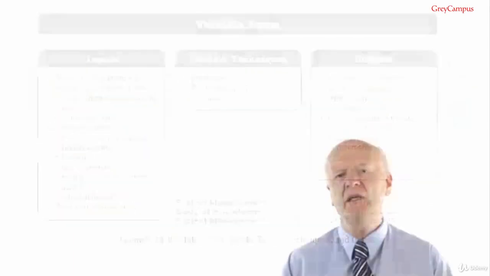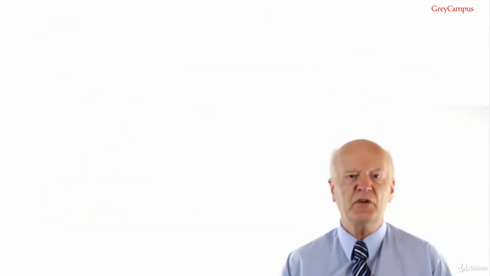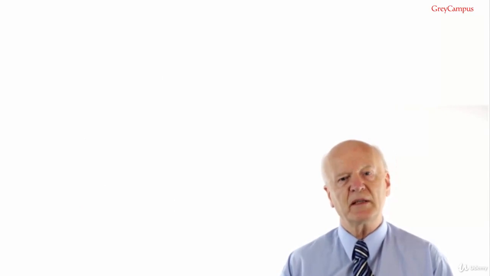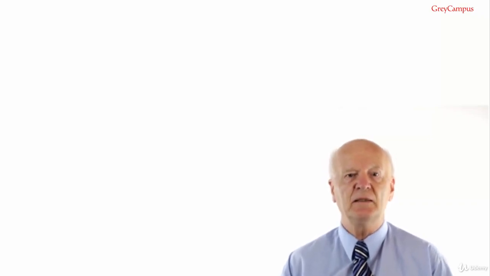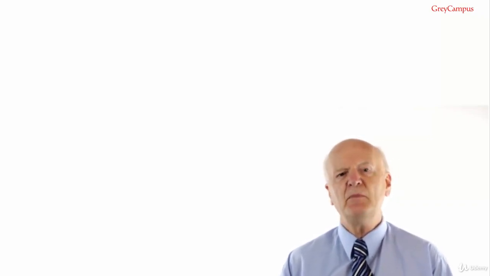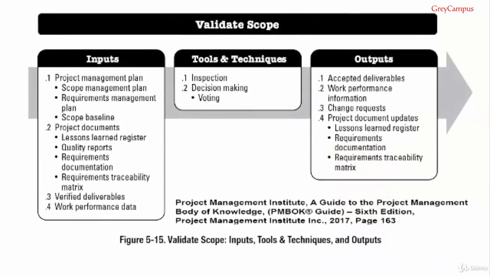To refresh your memory, the scope baseline is the approved version of the scope statement, plus the work breakdown structure baseline, plus the work breakdown structure dictionary baseline. Why do we need it? Because the PMBOK Guide tells us that this is a basis for comparison to actual results. Input number two, project documents. From this group, we will be concerned mainly with lessons learned register to see what tips and tricks we have learned from performing this process on previous similar projects, and we can use this to improve this in later iterations.